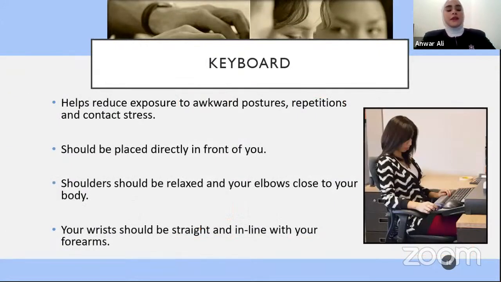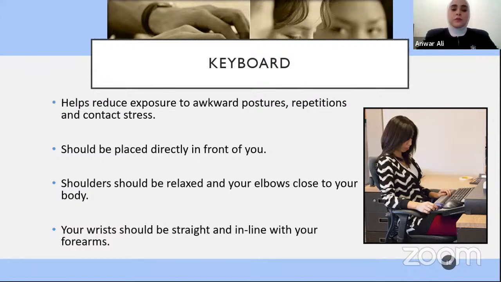Now, we have the keyboard. We want to reduce the exposure to awkward postures, repetitions, and contact stress. By contact stress, we mean there are two types. There's internal stress, in which the blood vessels and tendons are bent over the bone and causing stress, or you perform the stress yourself by pushing against workstation components, such as the keyboard or the edge of the desk. So we want to avoid that.